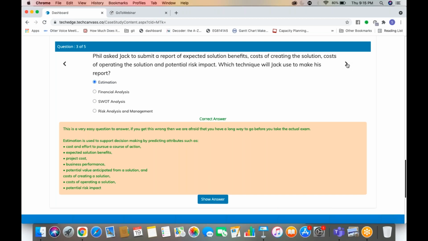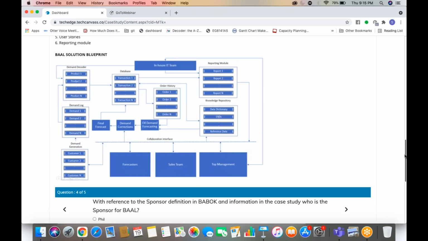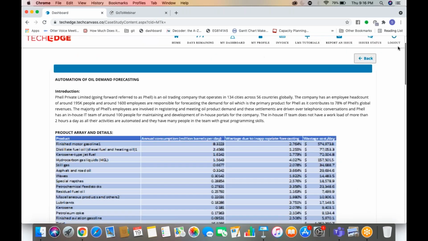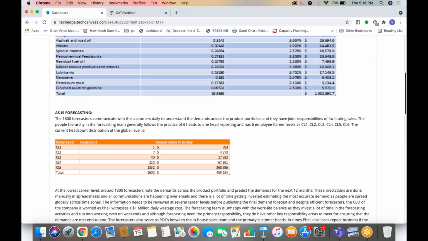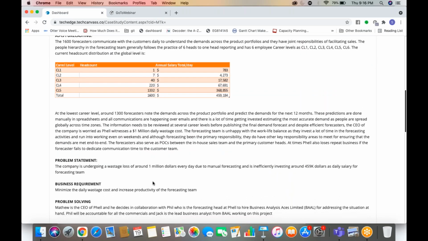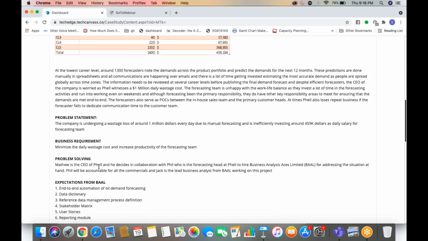Now let me go to the next question. With reference to the sponsor definition in BABOK and information in the case study, who is the sponsor for BAL? This question I cannot answer. I cannot take an educated guess. Now I'll go back. Where is this reference about Phil, Matthew, and everything? Is Phil, Matthew here? Not there in the first paragraph. No, they are not there. Even here, there is no Phil, Matthew. Okay, yeah, Matthew. Matthew is the CEO of Phil.